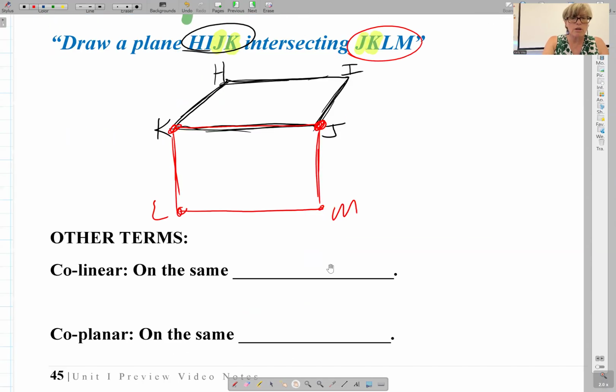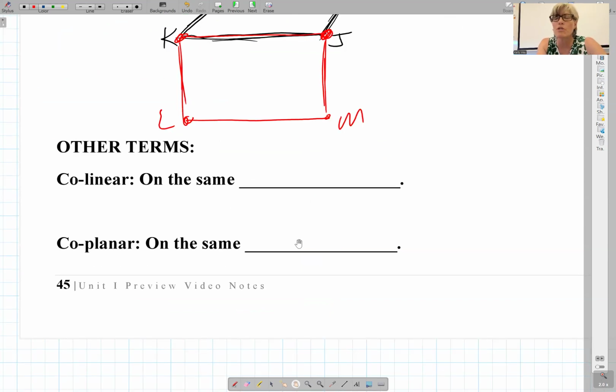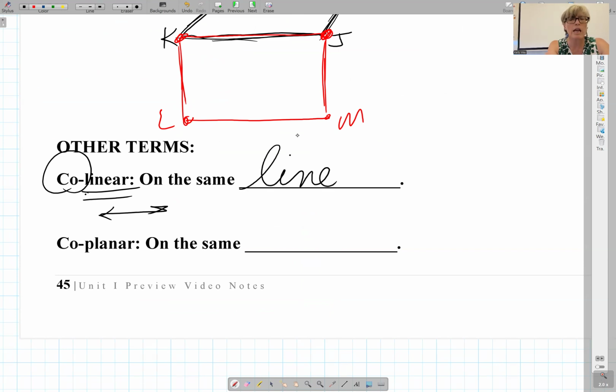Now, there's a couple key phrases before we get into our geometric sentences. And geometric sentences are drawings. Collinear means on the same, not plane. Linear means line. Co means together. So collinear means on the same line. Coplanar means on the same plane.